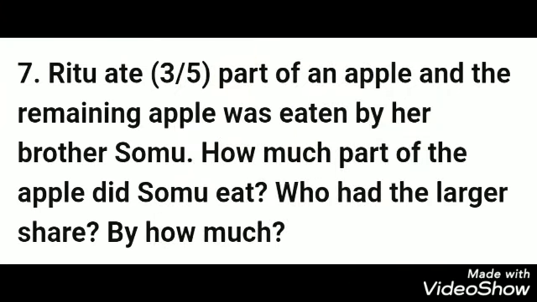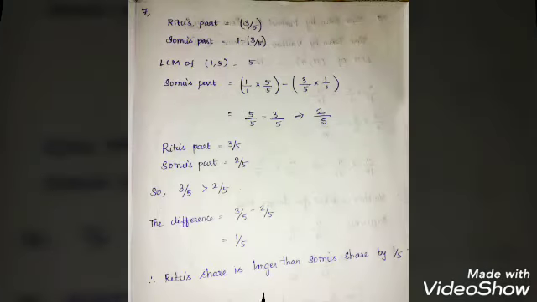Next, Ritu ate 3/5 part of an apple and the remaining apple was eaten by her brother Somu. How much part of the apple did Somu eat? Who had the larger share? By how much? It's nothing but Ritu has one full apple. She ate some part of that apple, that is 3/5. The remaining apple her brother ate. Now what they are asking is, who had the larger share? Who ate more of the apple, and how much?